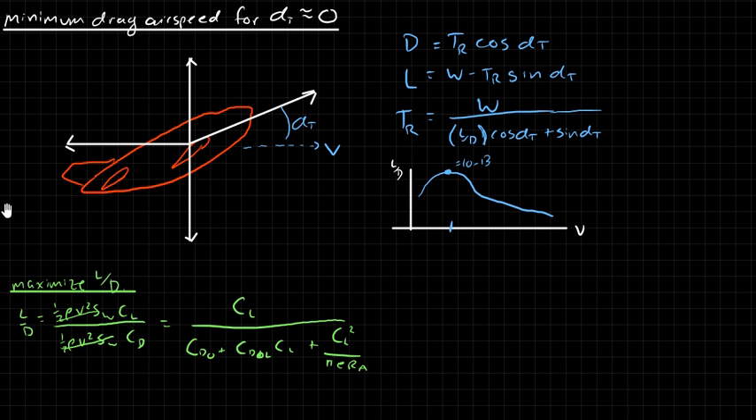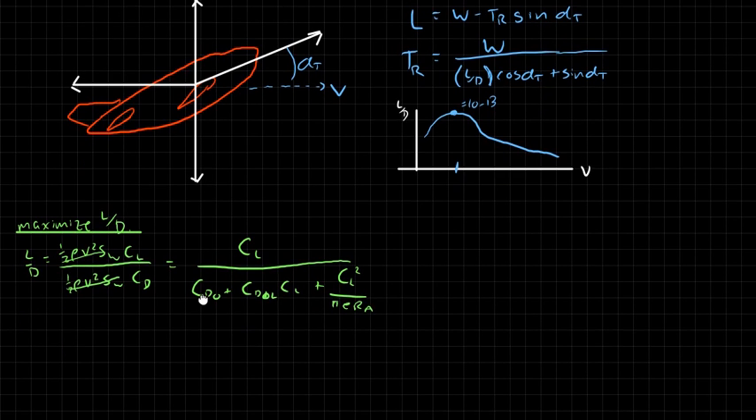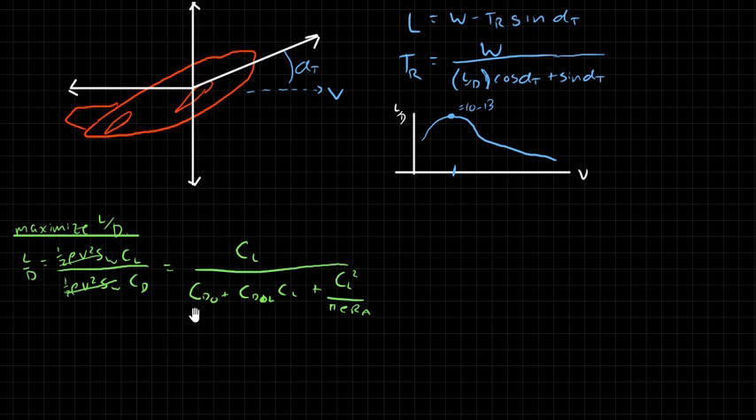So what we want to do then, on the way to finding the velocity that maximizes L over D, is find the lift coefficient that maximizes L over D. Okay, so the way we do that is we take the derivative of L over D with respect to the lift coefficient. All right. And that looks like this. Let's write this out here.